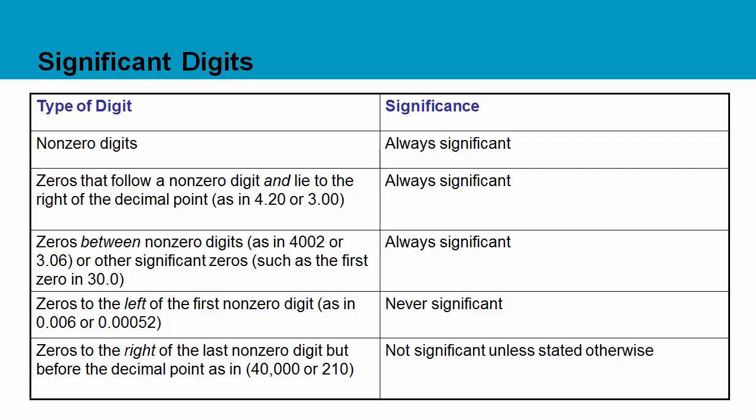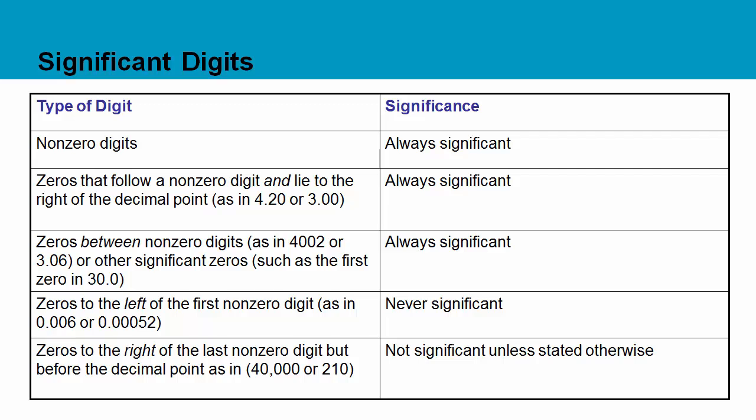Zeros that follow a non-zero digit and lie to the right of the decimal point, as in 4.20 or 3.00, those are also always significant. And that might seem silly because you're like, what's the difference between 3.00 and just 3? Well, you'll see here in a second that there actually is a big difference, and that's why they're significant. Zeros between non-zero digits are also always significant. 4002 or 3.06. Those are obviously significant because without them, the first one would just be 42, which is a totally different number, right? And the second one would be 3.6, which is also a totally different number.